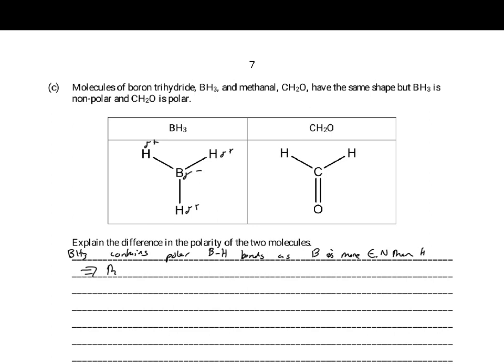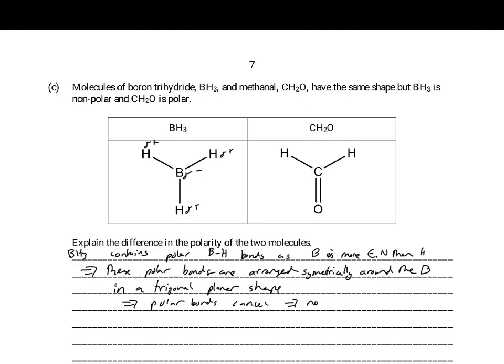Okay, those polar bonds are arranged symmetrically around the boron. And when you're doing this, if you're after excellence, sometimes you have to actually state what shape it is. So they're arranged symmetrically around the boron in a trigonal planar shape. And because they're arranged symmetrically, polar bonds cancel. And it is non-polar.